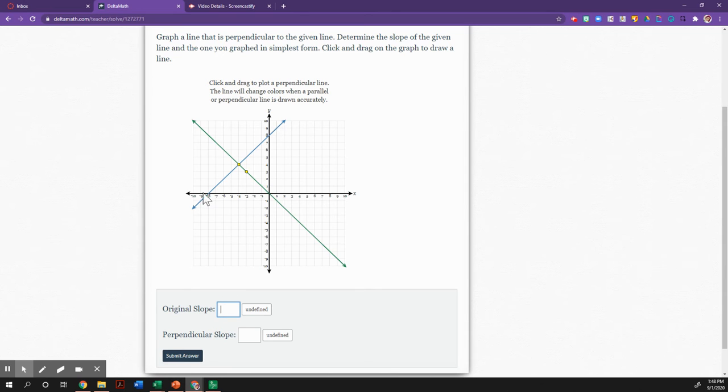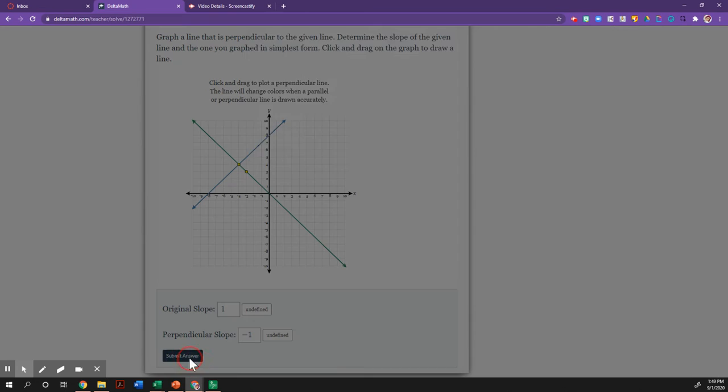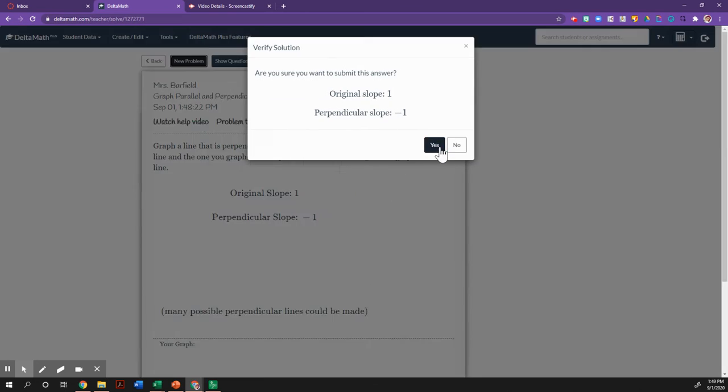So the blue line slope is 1. Up 1 over 1, up 1 over 1, up 1 over 1. The perpendicular slope is -1. My negative sign didn't type in. Submit my answer. Yes.